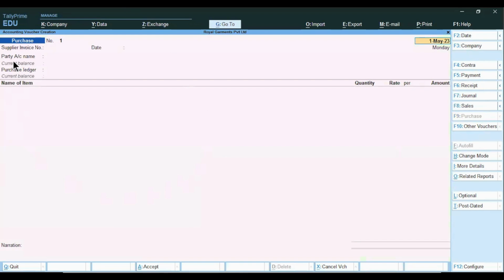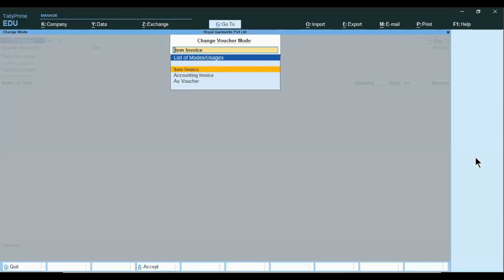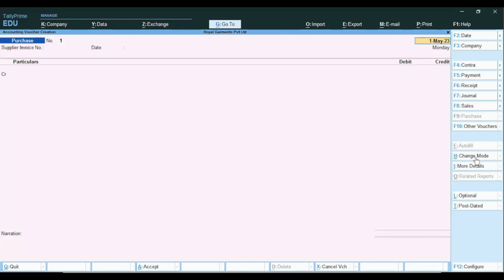This is again purchase invoice. It is in item mode, means it is asking for the goods that are purchased. So we don't have the details of it. We will change the mode by pressing Ctrl H from your keyboard, or press this Ctrl H button. Enter. We need to enter as a debit credit voucher. So as a voucher, we will pass the entry. Again, date you can change by pressing F2. I am keeping it as it is.